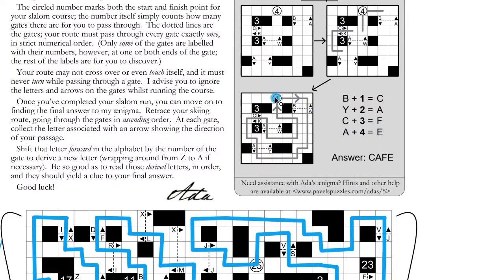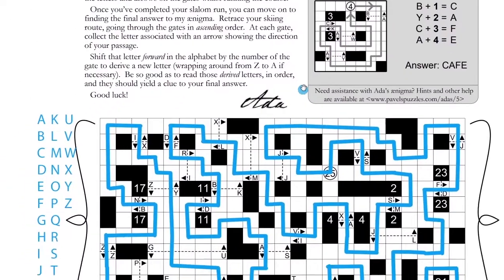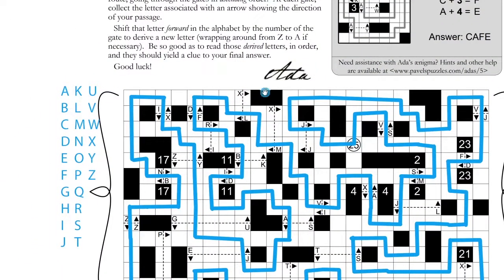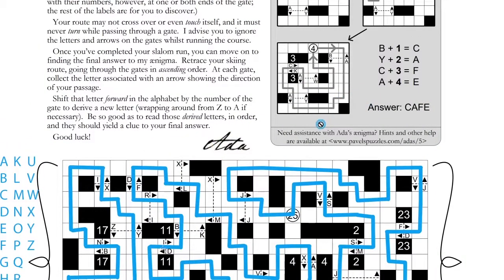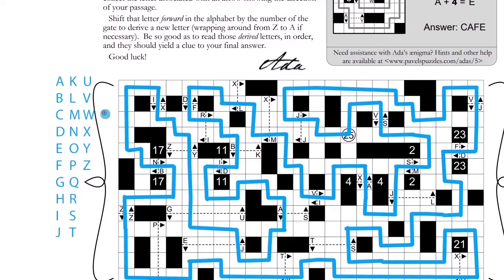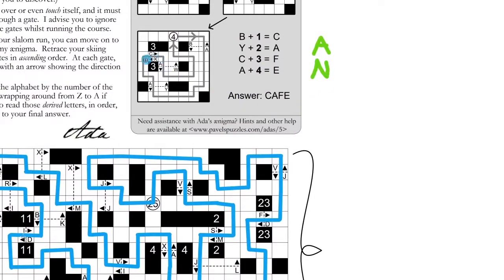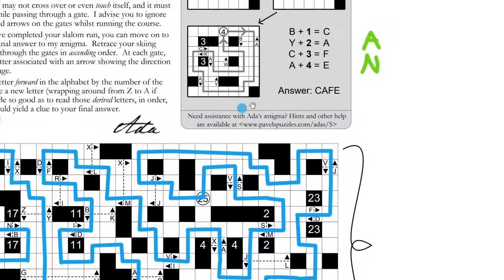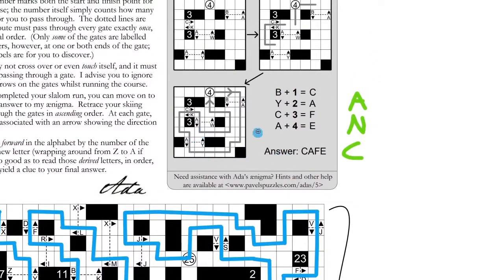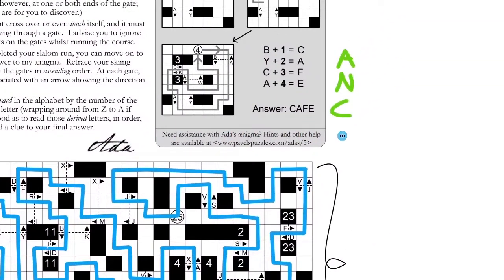So what we're saying, go backwards from the 4 and do W plus 4. 1, 2, 3, 4. Is that what I did? Yes, W plus 4. Oh, and I can't draw. A. K plus 3. 1, 2, 3, N. A plus 2, C. A plus 1, B. And cub. Okay. Not that. A and C, B.